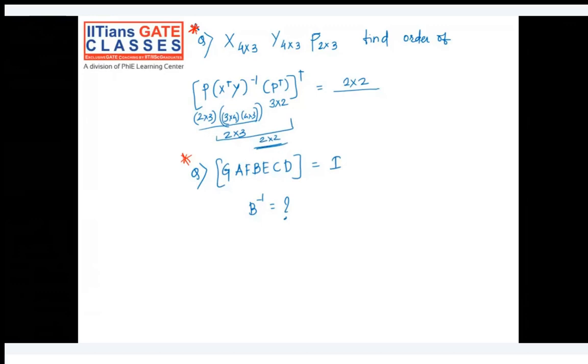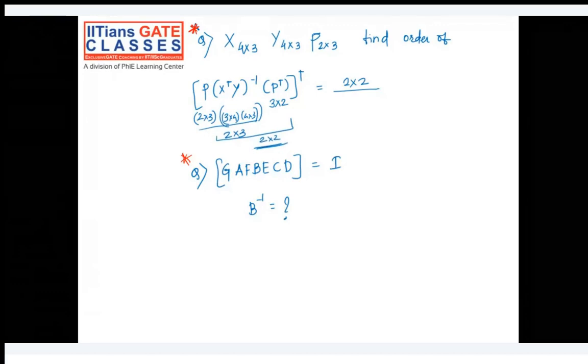What is the inverse of AB? For a matrix A into B, what is the inverse of this? Can you tell me? What is the inverse of this matrix, A into B, whole inverse? Anyone? Yes, correct, Vishal. It's B inverse, A inverse.